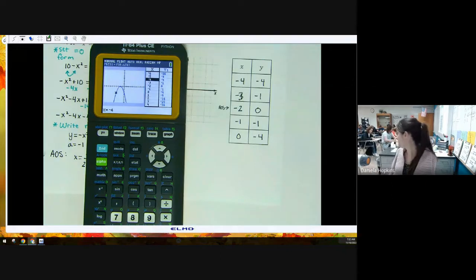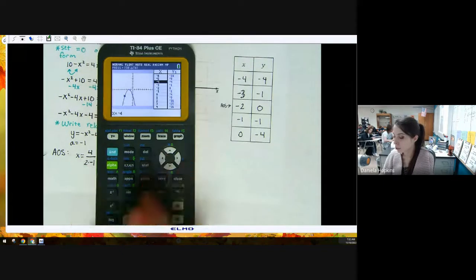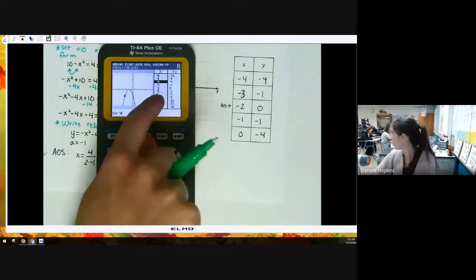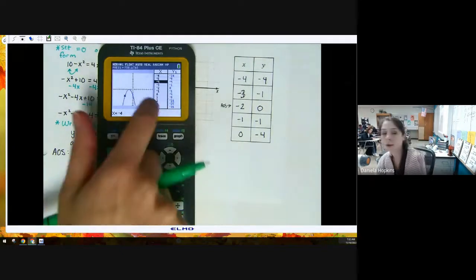And I have my table. Literally, that's all the work I need from you guys today. And honestly, if you don't even want to calculate the axis of symmetry, and you can just see where it's at from this table, I don't care. Just make sure your table is centered correctly.